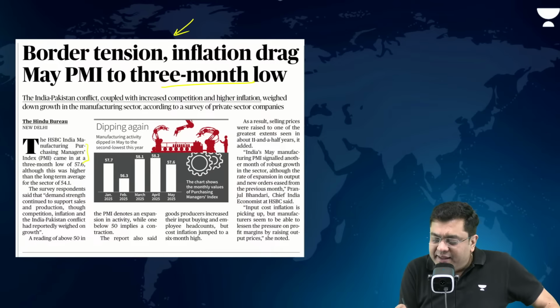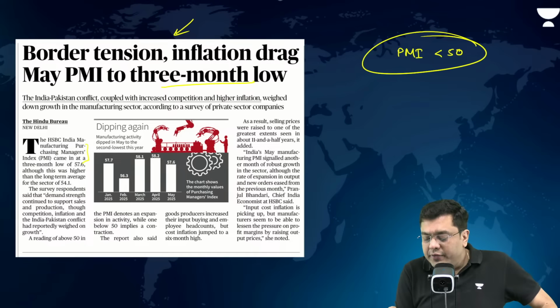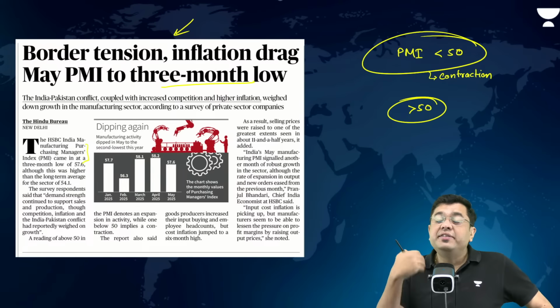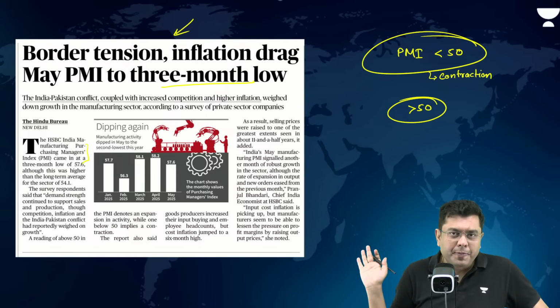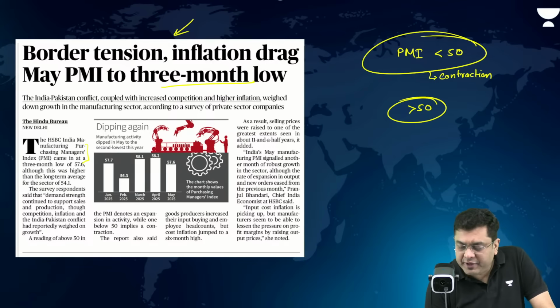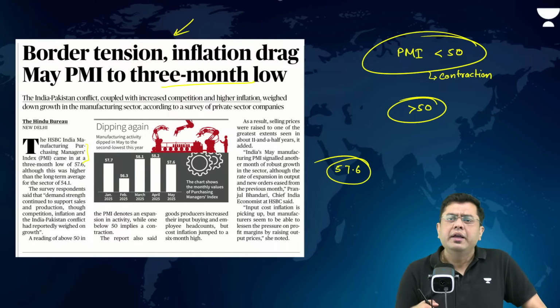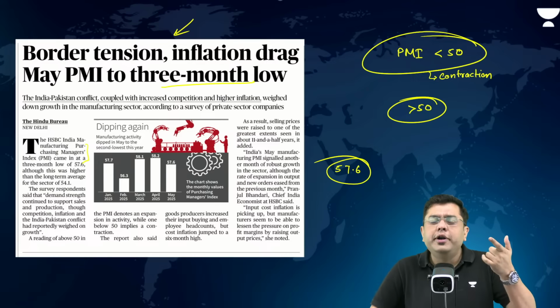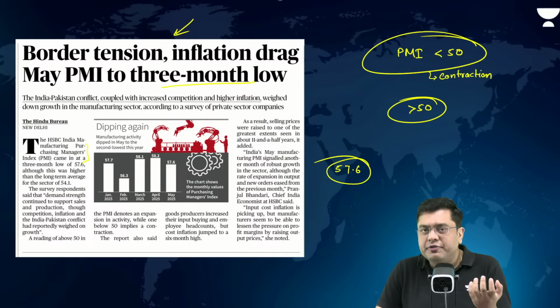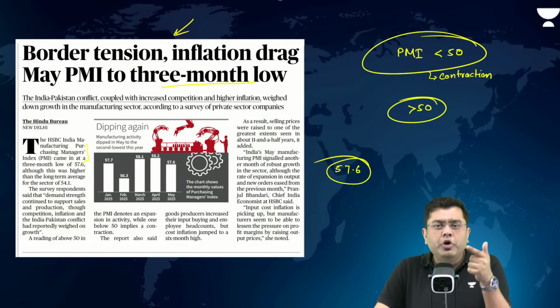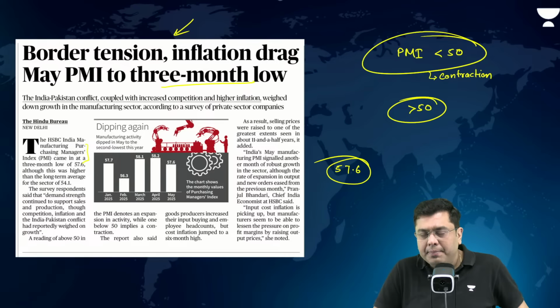If PMI is less than 50, it means the economy is contracting. If the PMI is greater than 50, that means the economy is expanding. If the PMI is equal to 50, no growth, no contraction. PMI for the month of May is 57.6, which indicates that growth is there but is pulled down due to inflation. Now, there has been rainfall and seasonal inflation in various products, and also because of the border tension, a few of the products have experienced a sudden pickup in inflation.